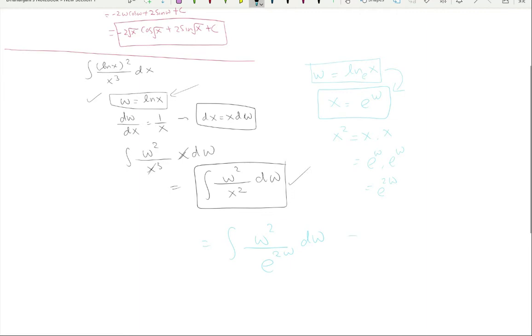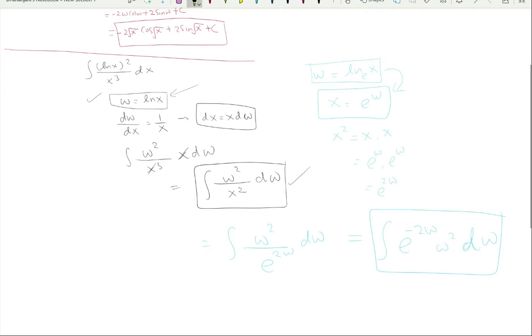All right, now I'm going to do one more thing. I'm going to take that e to the 2w to the numerator. It's w square e to the negative 2w dw. Okay, so now we have another complicated integral. How do we integrate this?